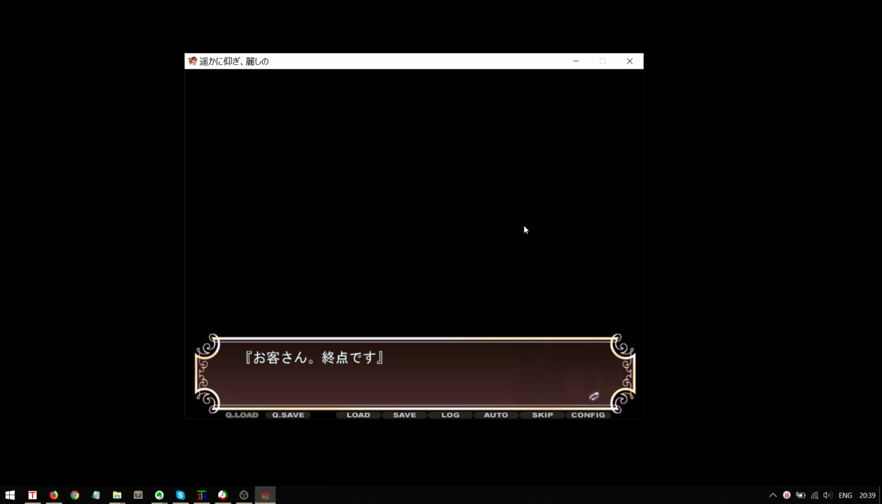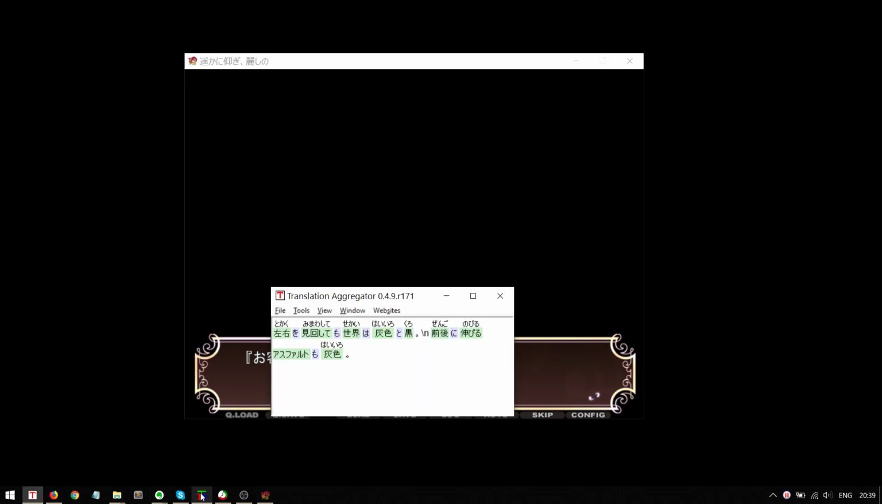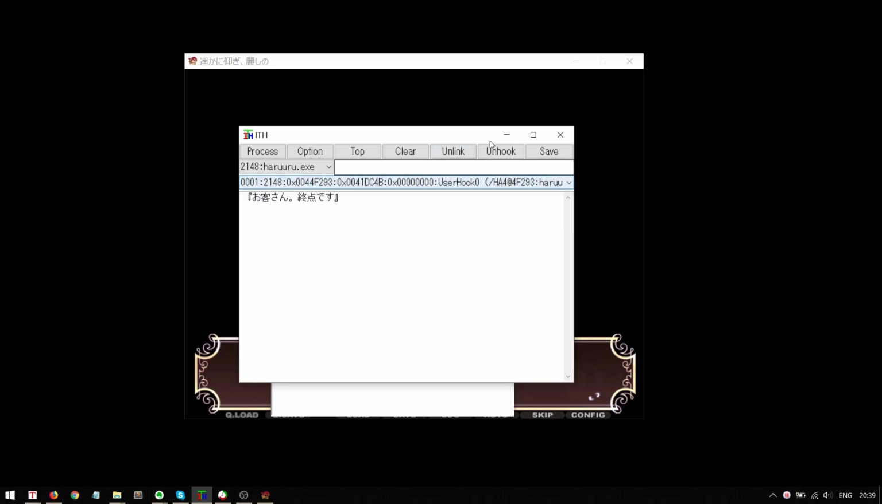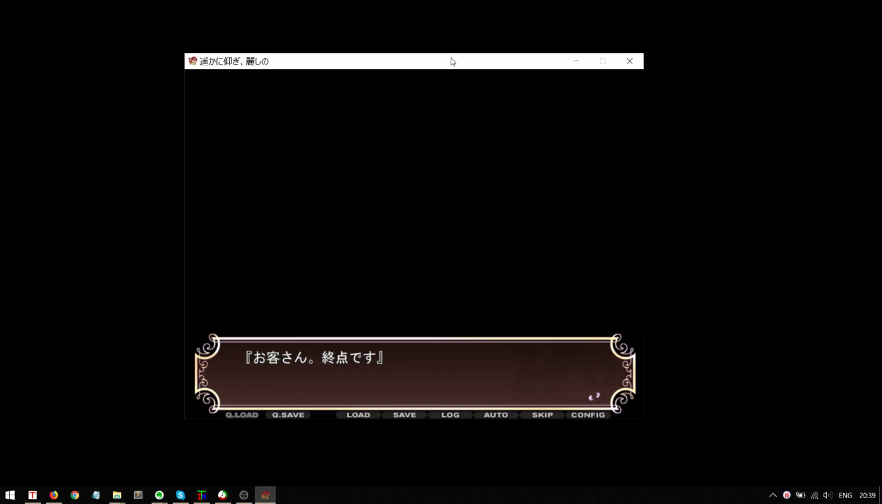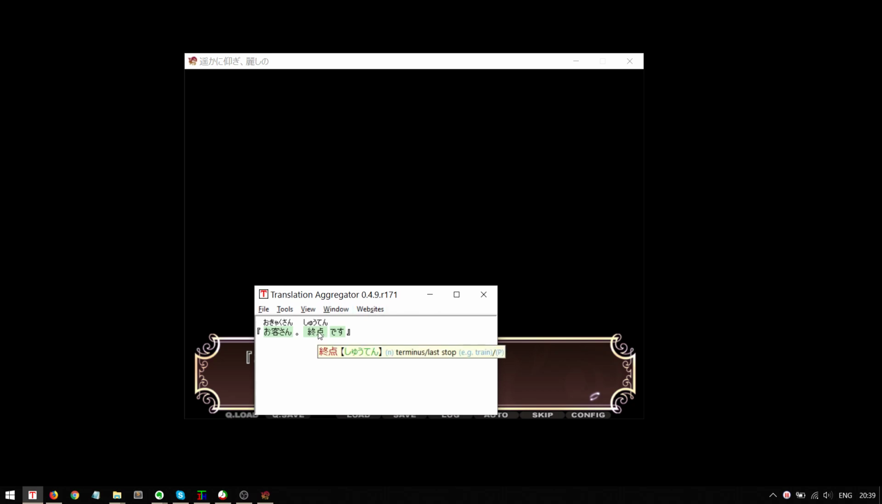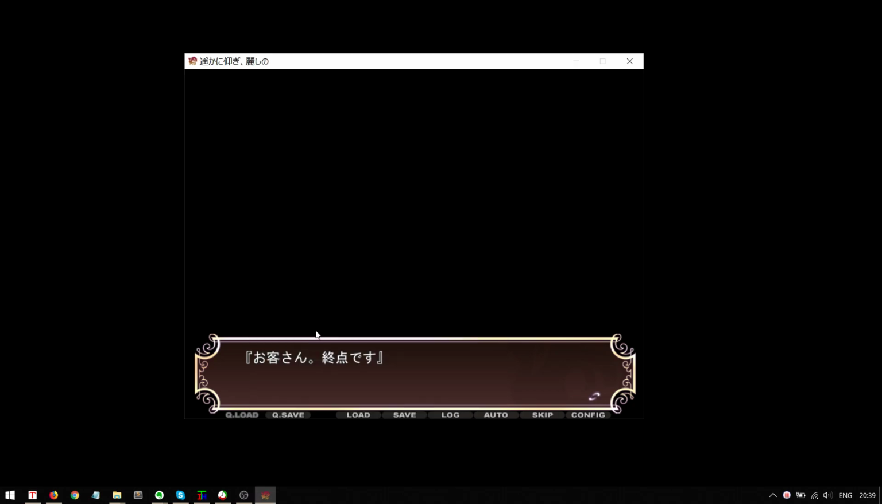I'm gonna hide the desktop. お客さん、終点です。終点 means the last stop. Oh, it's not quite working yet. I need to see after you enter the custom H code, the user hook now appears here. In this case, this one's the correct one, I believe. Okay, so now that will hook, and I'll have it here. 終点 means the last stop of a bus or train. So, customer, last stop.